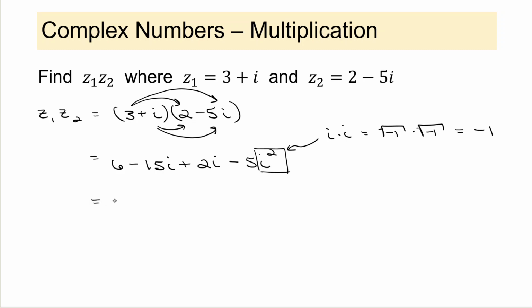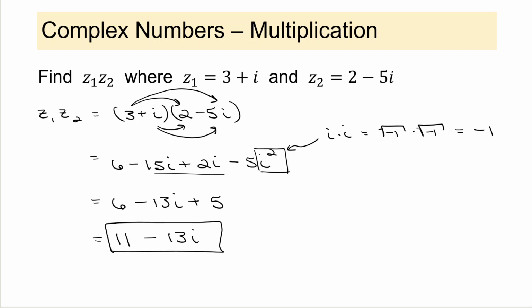So I've got 6, and then I can go ahead and combine my like terms here. So negative 15i plus 2i is negative 13i. And then instead of writing negative 5i squared, I'm going to write negative 5 times negative 1. Actually, I'm not going to write it because negative 5 times negative 1 is a positive 5. So I'll write it as a positive 5. So now at this point, I can combine the 6 and the 5 to get 11. So 11 minus 13i.